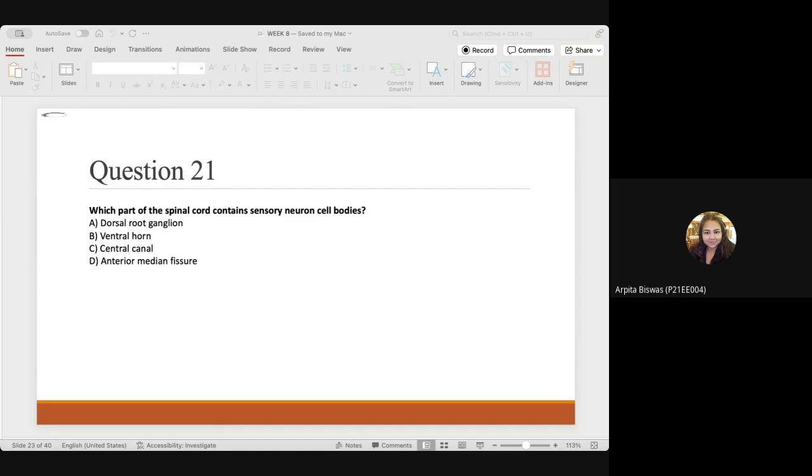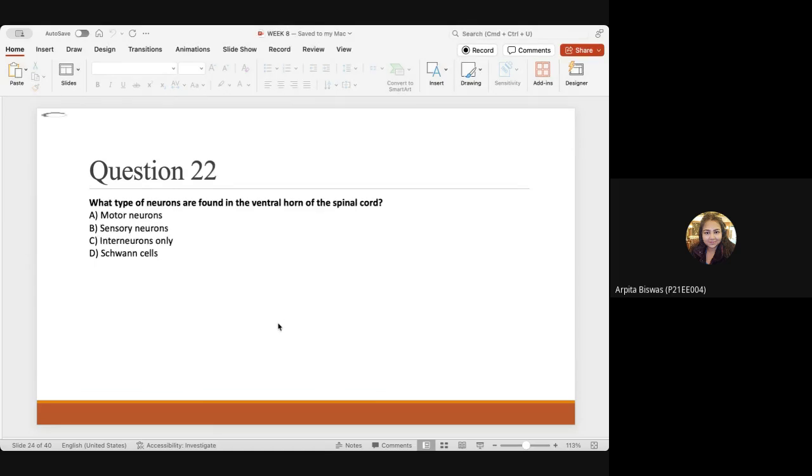Next, move toward question number 22. What type of neurons are found in the ventral horns of the spinal cord? First is the motor neuron, second is the sensory neuron. Option C is the interneurons only, and option D is the Schwann cells. So right option is option A, the motor neurons.